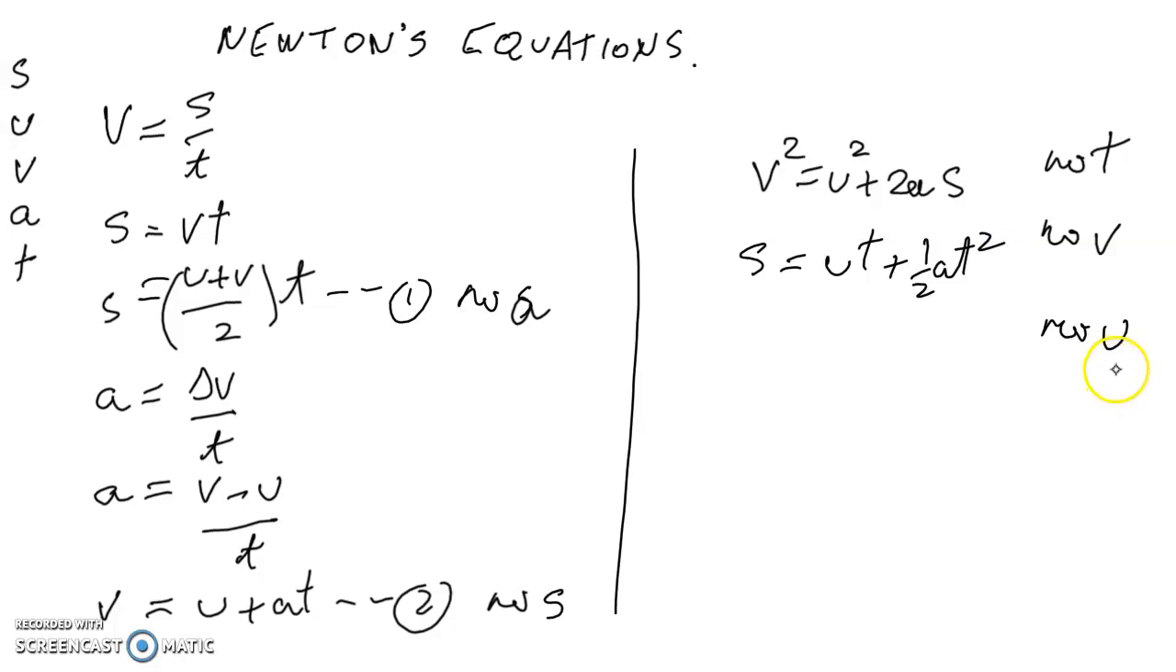In order to get the one with no u, it's quite similar. You get u from the second equation as v minus at, and instead of u in the first equation, you put v minus at from the second equation, and when you simplify that, you will get s equals vt minus a half at squared. Right, so here we have the 5 equations. 1, 2, 3, 4, 5.